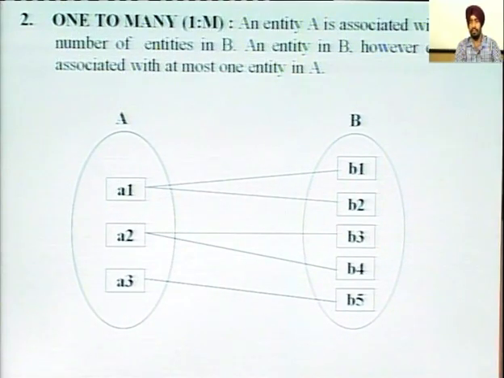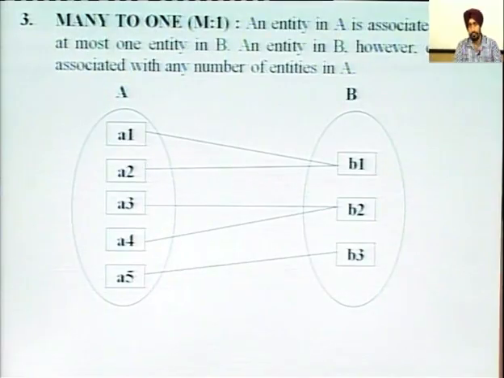Only one entity in A. This is the example of one to many relationship.